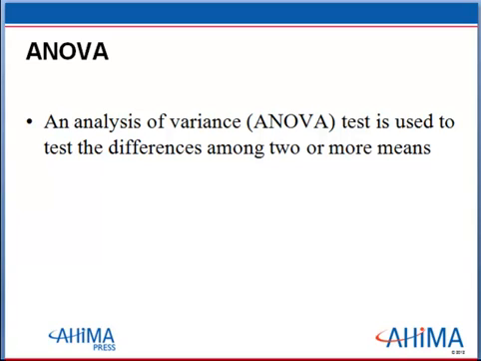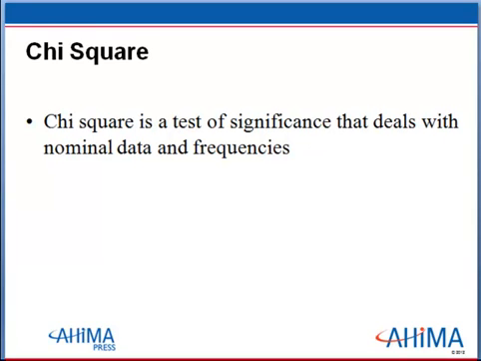T-tests are used to test the difference between two means, and analysis of variance, or ANOVA, is used to test differences among more than two means. Sometimes ANOVA is referred to as an F test, F as in Frank. The chi test, or chi square, is a test of significance that deals with nominal data, specifically data where the standard deviation and mean are not meaningful descriptions. And again, your textbook reading and exercises do have some examples of this test as well.